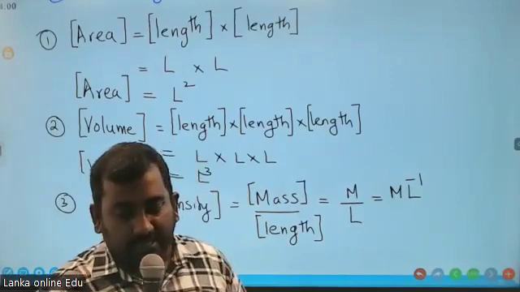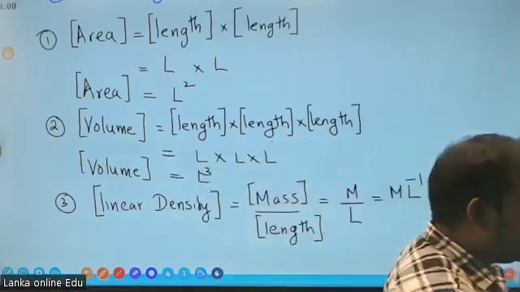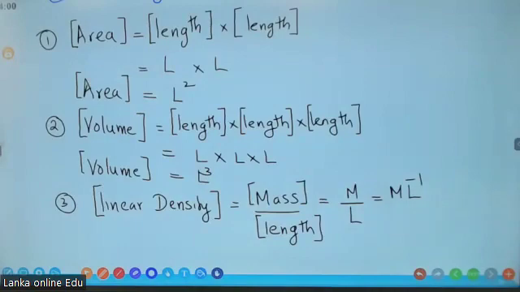Write a small sentence: write the dimensions of the following derived quantities. Now remember, you have 26. All 26 you must write what? In dimension form. So I have given you the first three: area, volume, linear density.